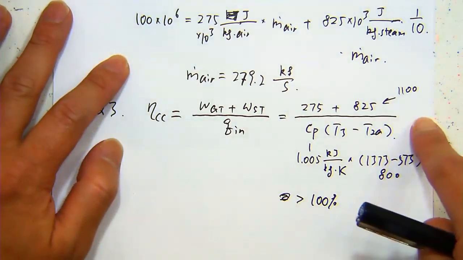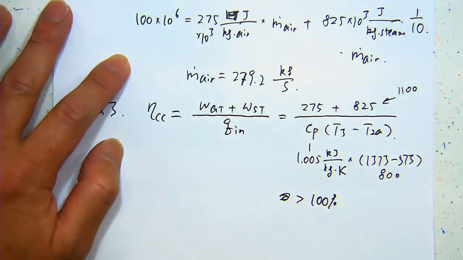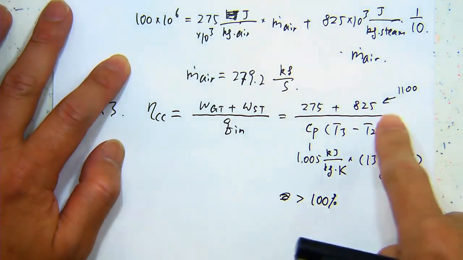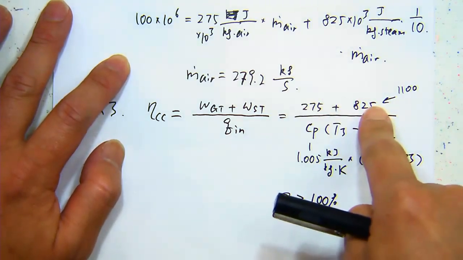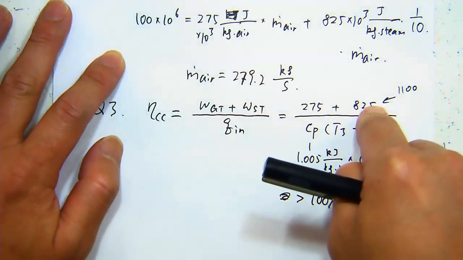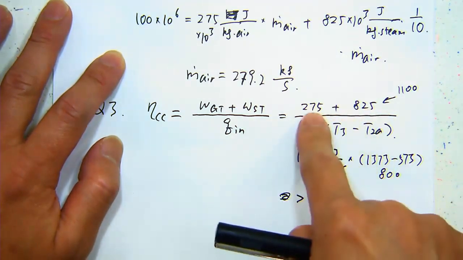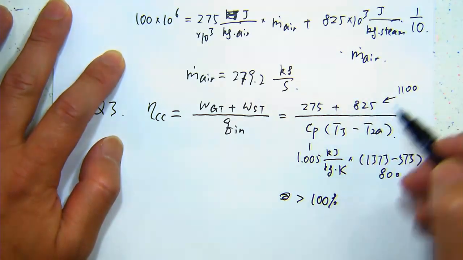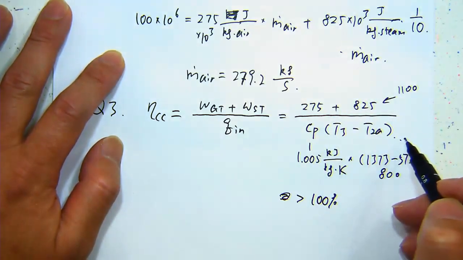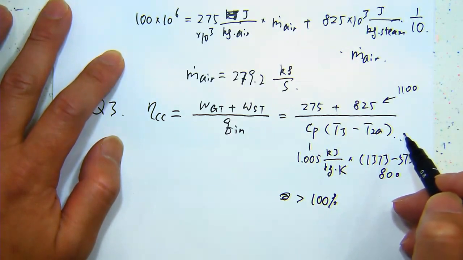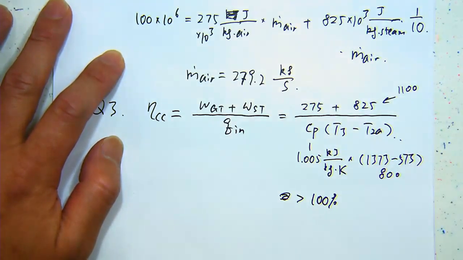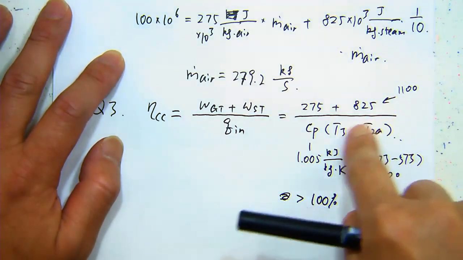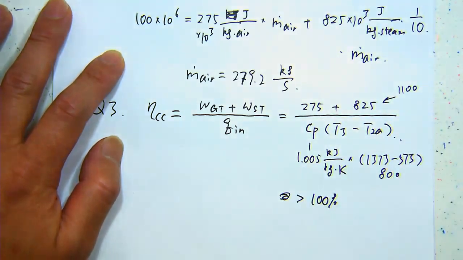What's the problem here? So these two cannot be directly added together, right? This one is, again, the kilojoule per kilogram of air. And this Q in is based on the gas turbine cycle. That's also kilojoule per kilogram of air, heat input. This one we calculate directly from the steam cycle. That's kilojoule per kilogram of steam, right?